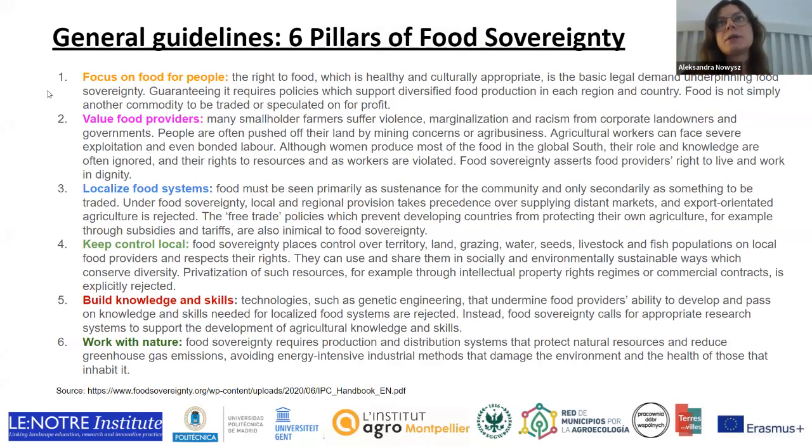something that could also help us decide what kind of indicators we can choose are these general guidelines of the 6 pillars of food system strategy. And these focus on: food for people, value food providers, localize food systems, keep control local, build knowledge and skills, and work with nature. So you can find which indicators will be good for your case, also in terms of these 6 pillars.